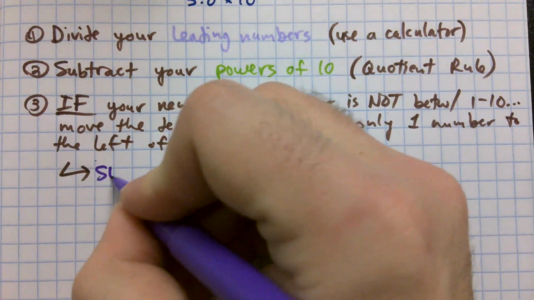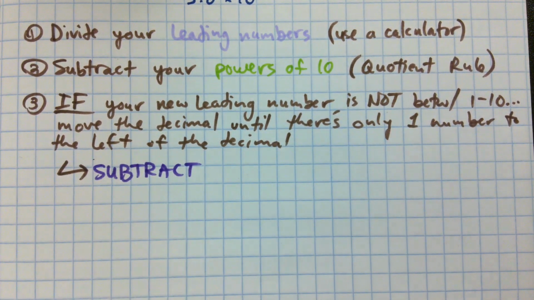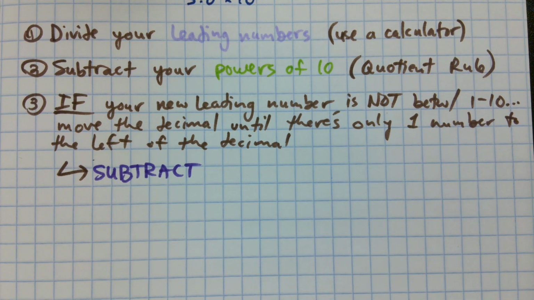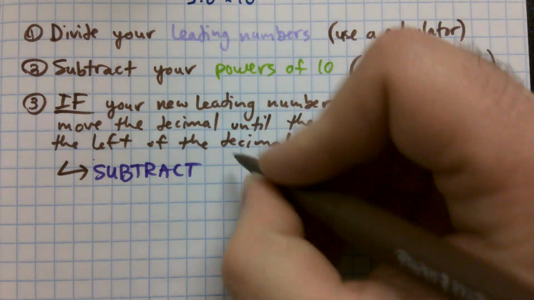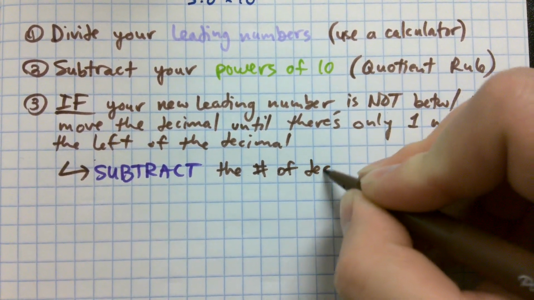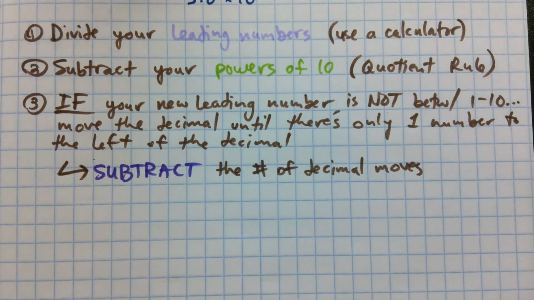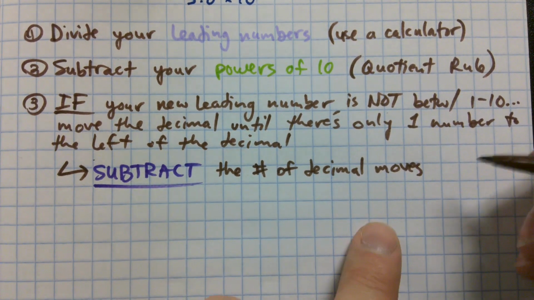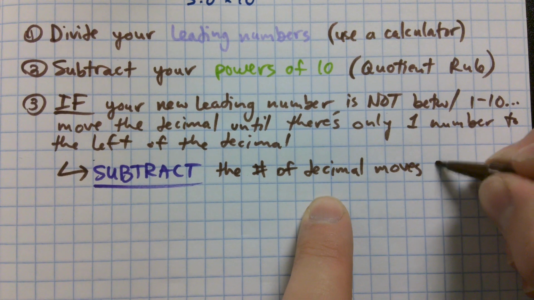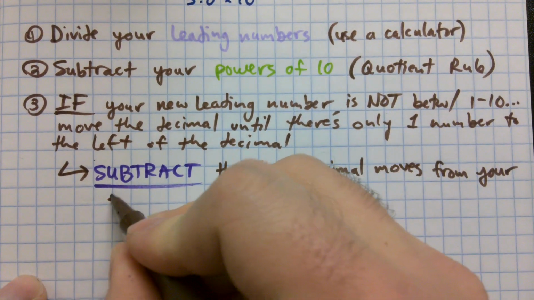Then what we're going to do is subtract the number of decimal moves. It's pretty much always going to be 1, at least in this class. Subtract the number of decimal moves from your exponent.